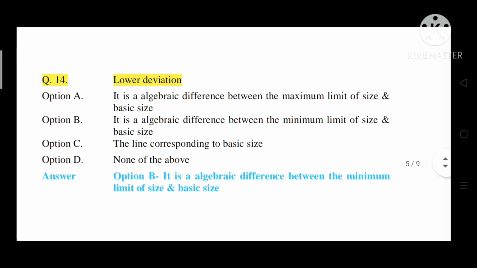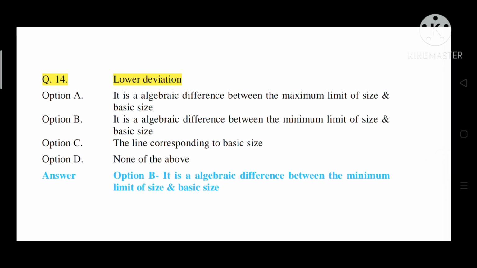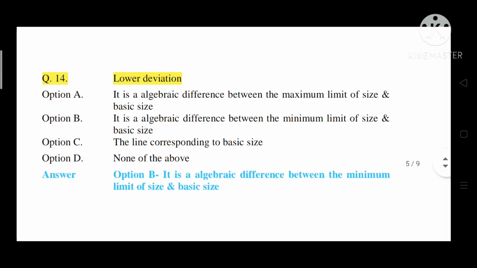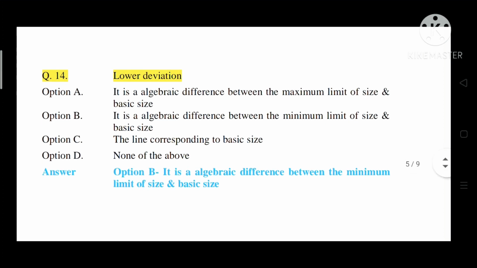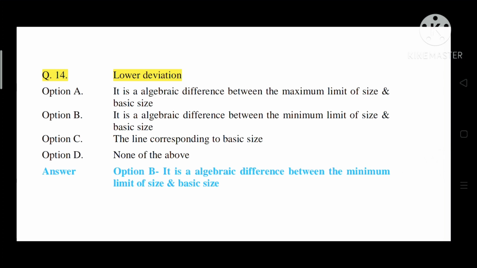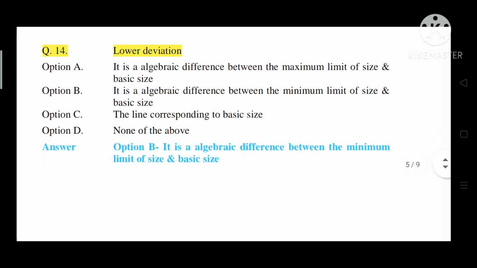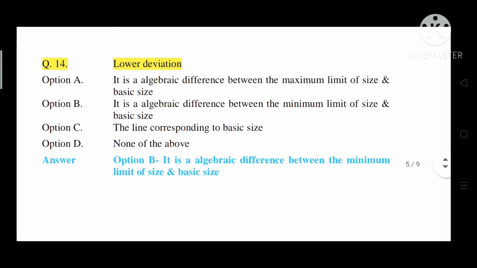Question number 14. Lower deviation. Option A, it is the algebraic difference between maximum limit of size and basic size. Option B, it is the difference between minimum limit of size and basic size. Option C, the line corresponding to basic size. Option D, none of the above. So correct answer is option B, that is, it is an algebraic difference between the minimum limit of size and basic size, that is lower deviation. So option A is for upper deviation.